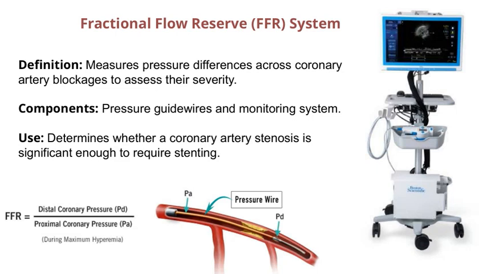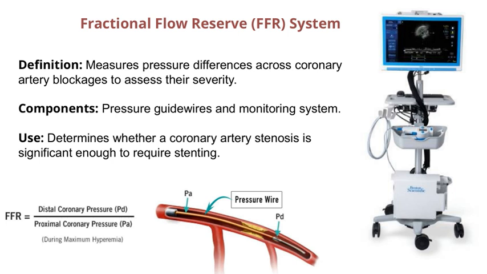Let's take a closer look at the fractional flow reserve, or FFR, system. This tool is essential because it helps us measure pressure differences across coronary artery blockages, which is key to understanding how severe these obstructions really are. The main components of the FFR system include pressure guide wires and a monitoring system. The guide wire is inserted into the coronary artery, and it measures the pressure both before and after the blockage. The monitoring system then interprets these pressures to give us meaningful data.